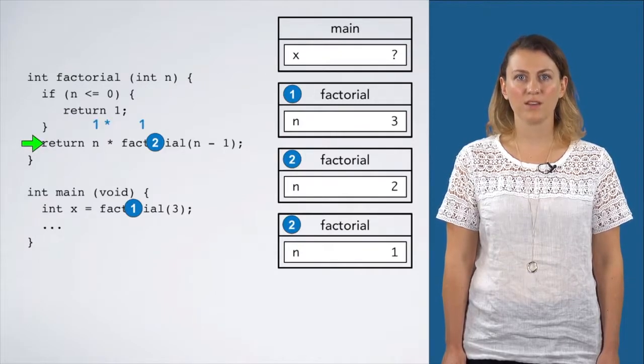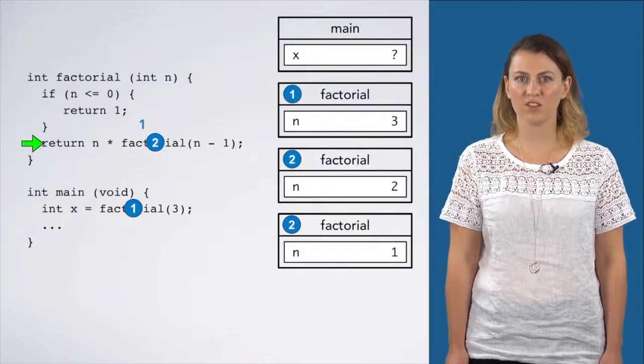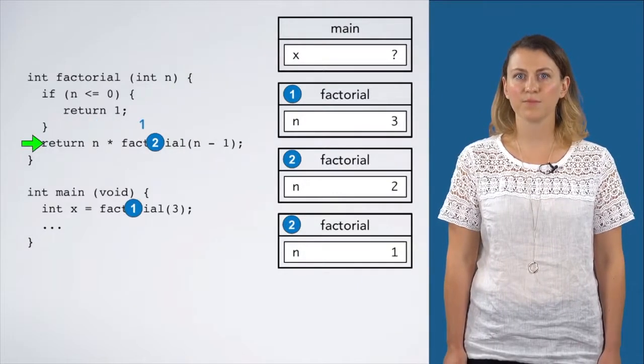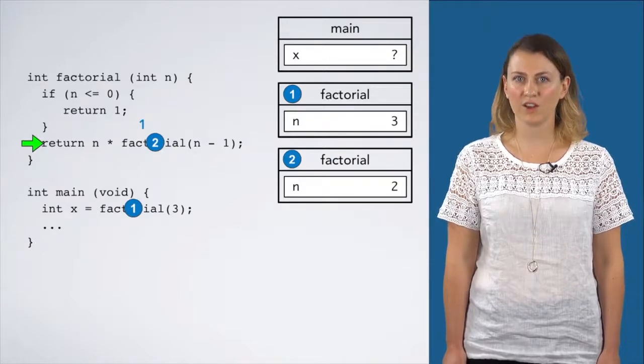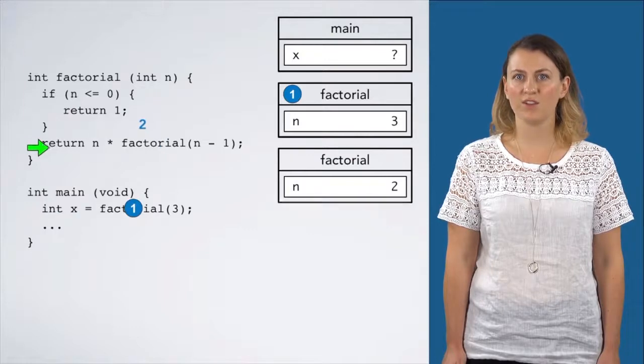1 times 1 gives us the value 1, and now we're going to return 1 to the function that called this function. We return to the call site location, and now we're in the function factorial where n has the value 2. So 2 times 1 gives the value 2, which we will return to the function that called this instance.